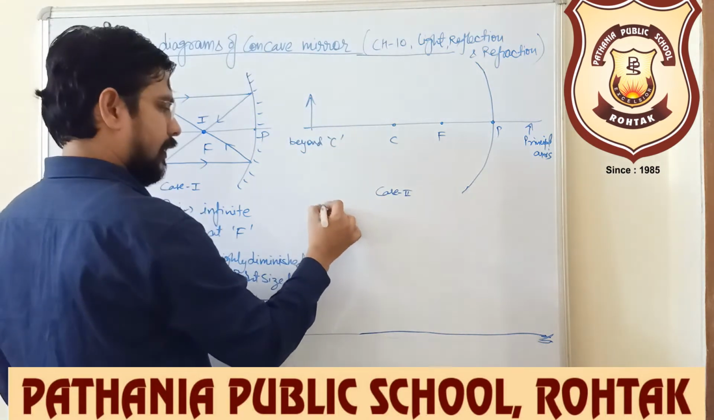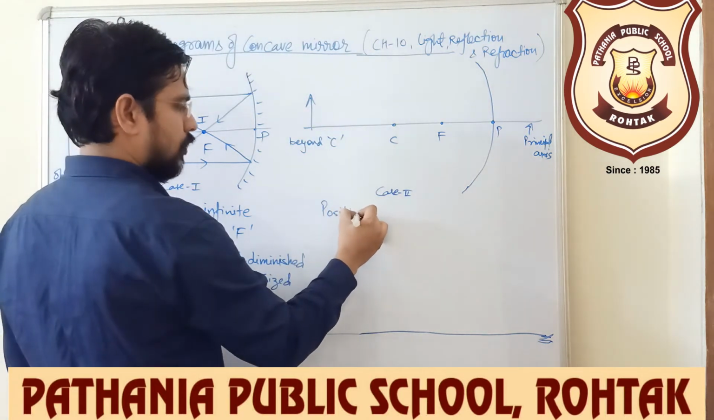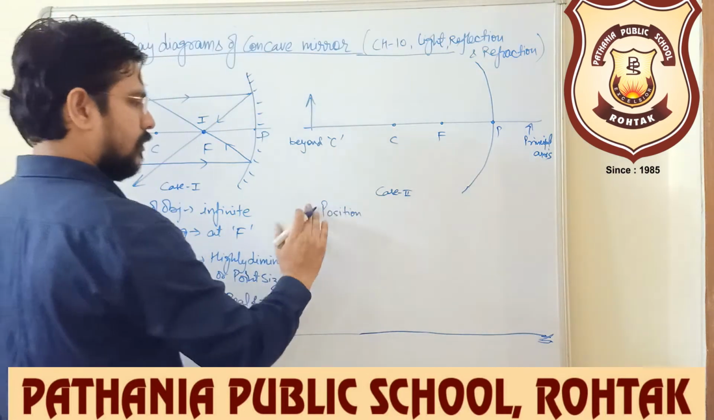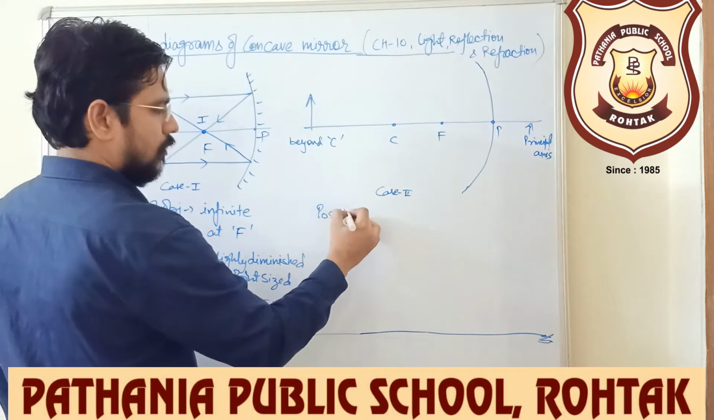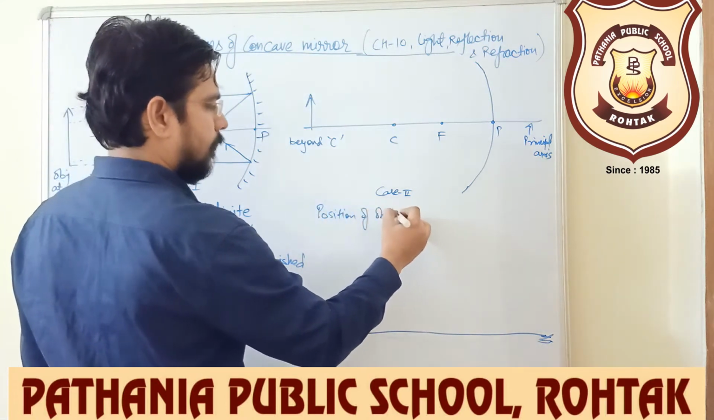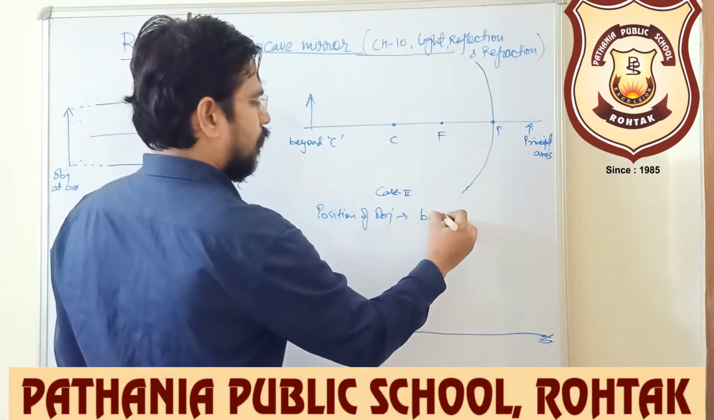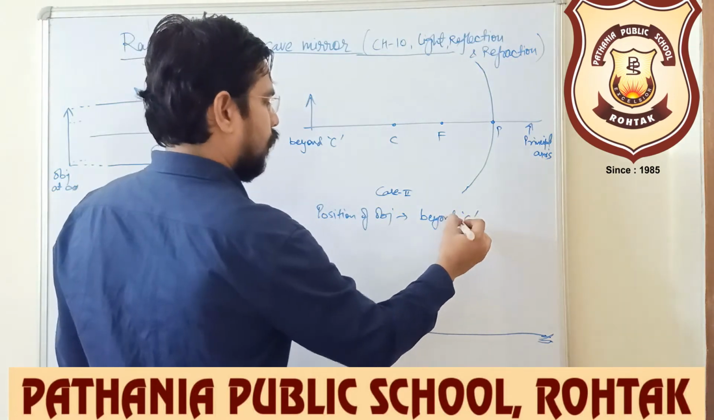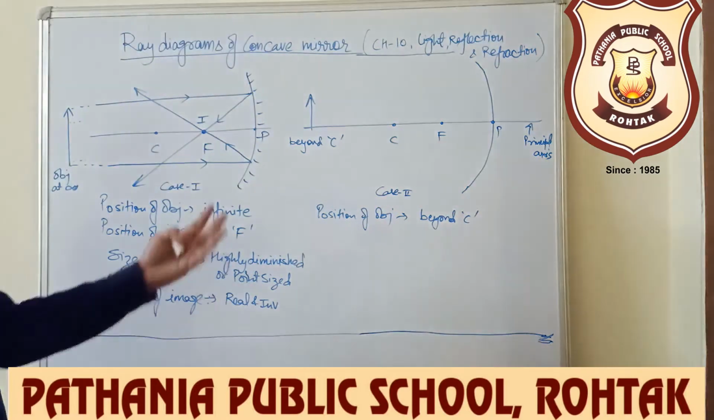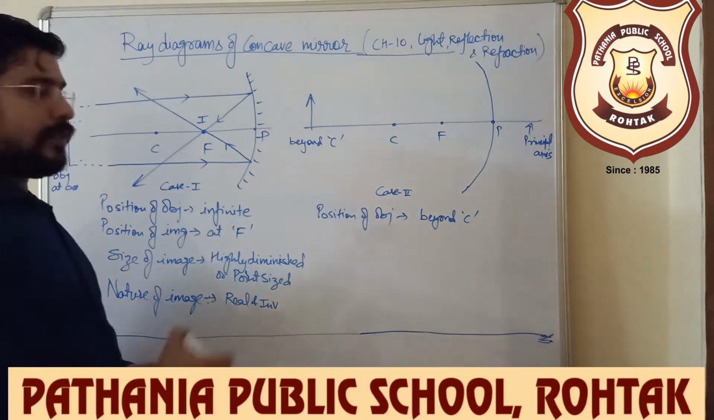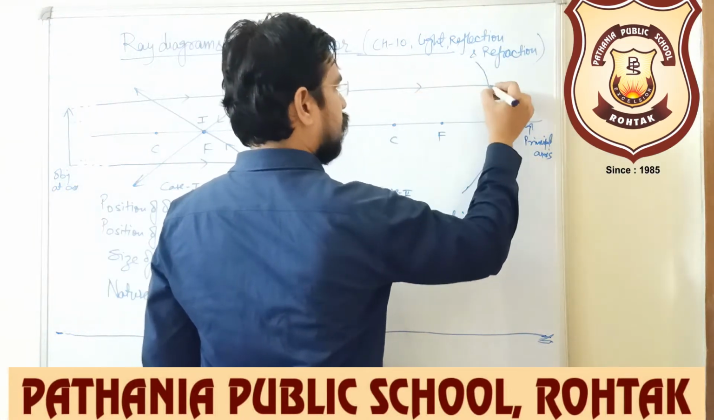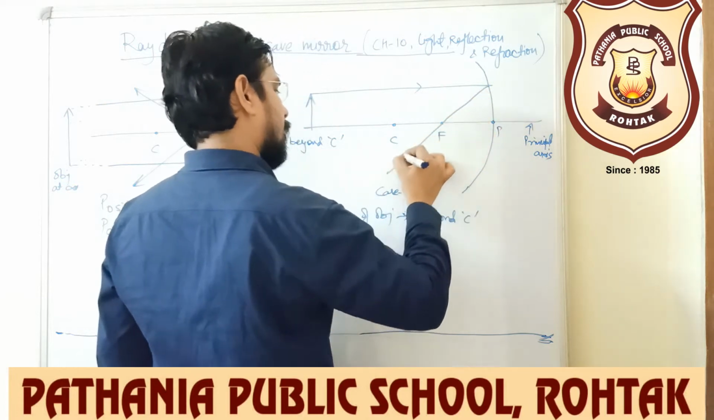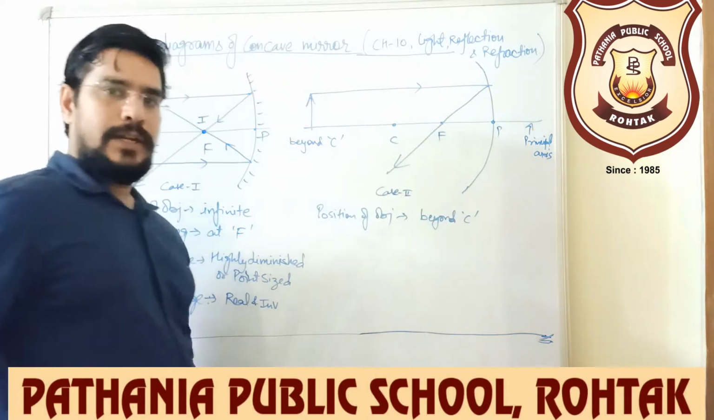So I can write here, position of object is beyond C, and we will find out where the image will form. Again, applying the rules which we have studied, any ray of light which is going parallel to principal axis will pass through focus after reflection.